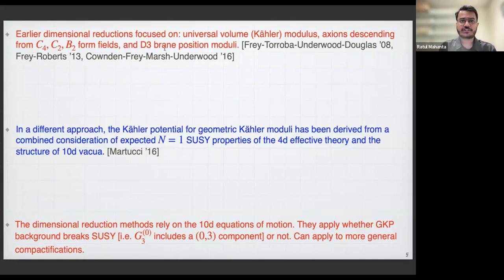So earlier dimensional reductions focused on the universal volume modulus, actions descending from the form fields, and D3-brane position moduli, but the geometric moduli have not been dimensionally reduced. However, in a different approach, the Kähler potential for the geometric Kähler moduli has been derived from a combined consideration of the expected N=1 SUSY properties of the 4D effective theory and the structure of 10D vacua.